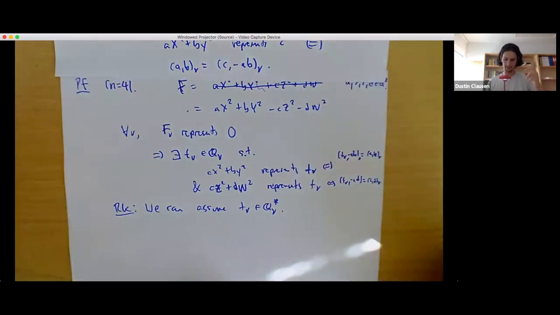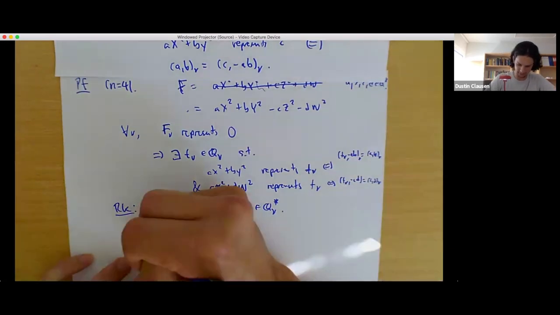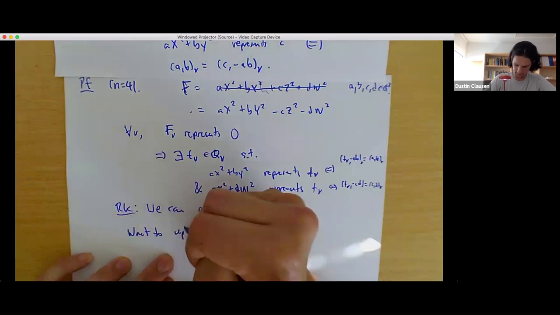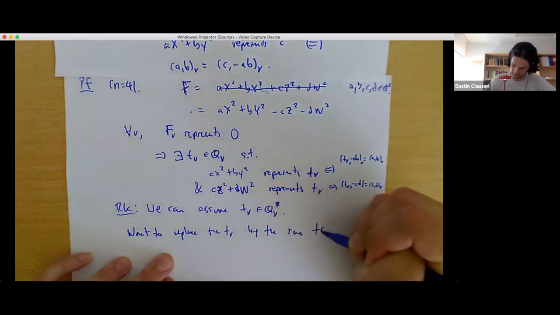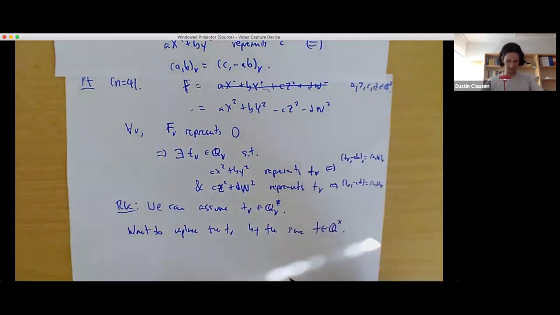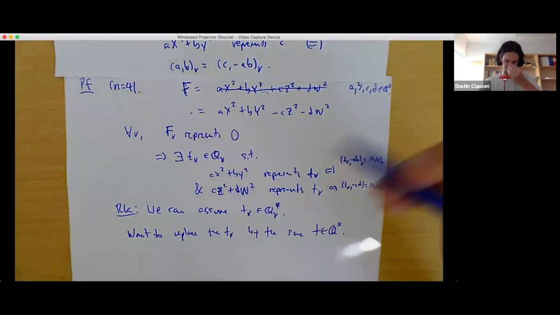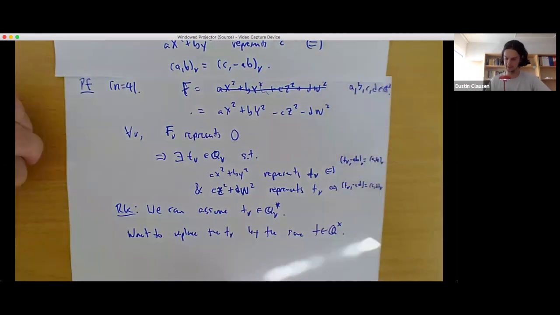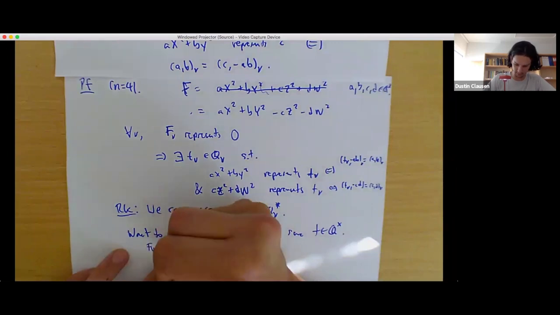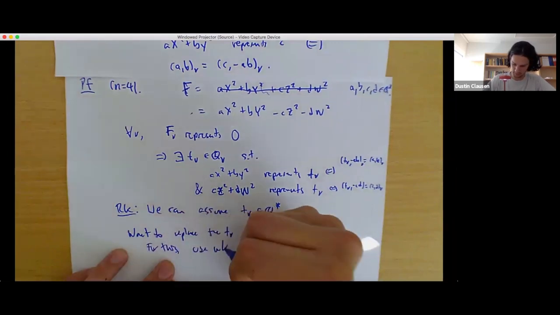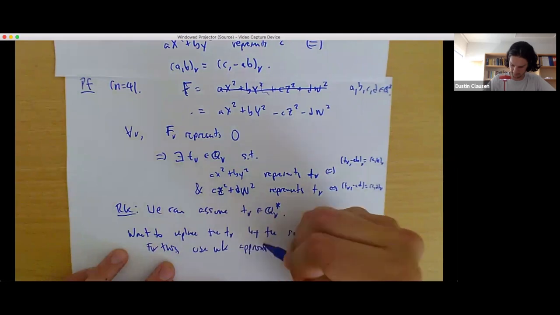Now, we're going to use weak approximation. We want to replace the T nu by the same T in Q cross, say. So all these T nu's depend on nu a priori, right? But we want to say that we can replace them by something which doesn't depend on nu, and in fact, comes from Q. And we'll do that using weak approximation, in a certain clever way.